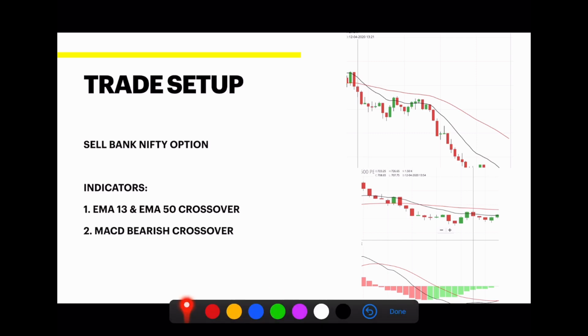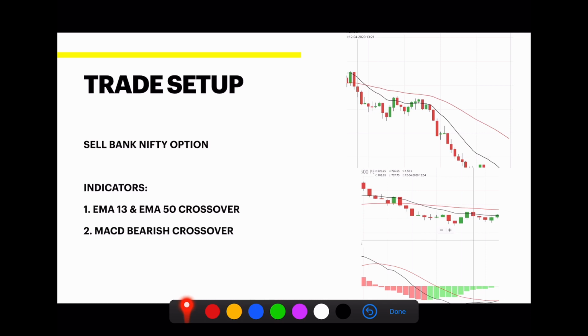We will use two indicators. The first indicator is the EMA 13 and EMA 50 crossover. Here EMA stands for exponential moving average. If you see this chart, this red line indicates the 50 EMA and the black line indicates the 13 EMA. When this black line crosses the red line like this, it indicates short term bearish momentum.